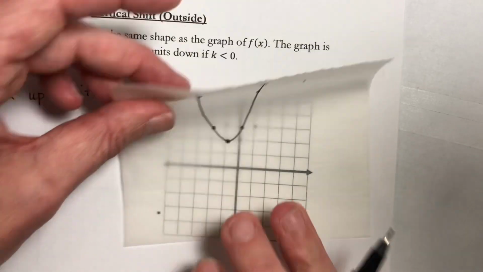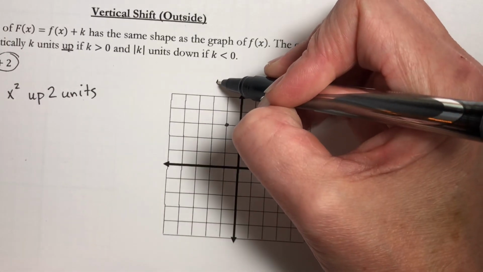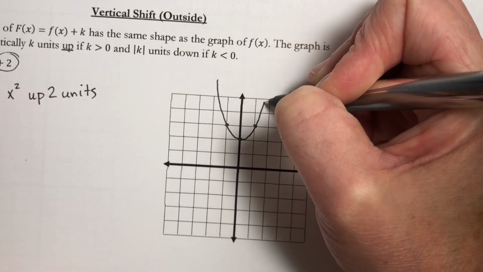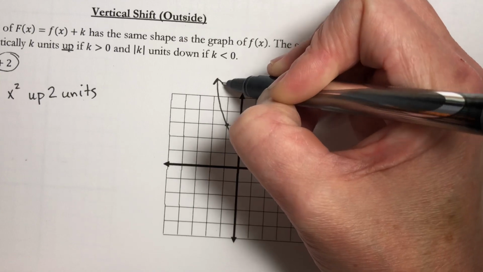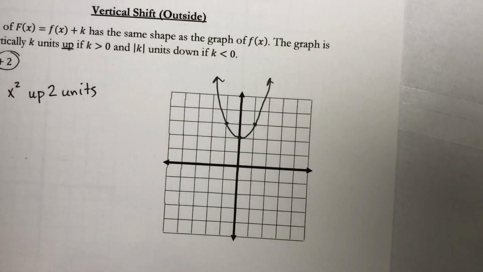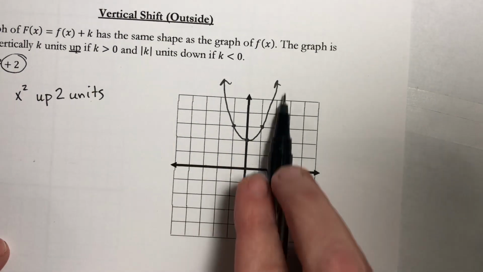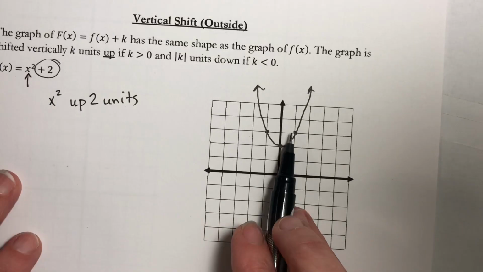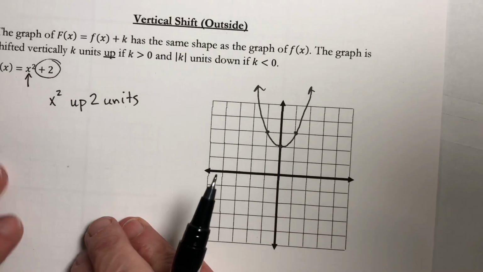You can mark them up here, or you can just basically draw in the basic shape. It doesn't have to be perfect. And we know basically what our new graph is going to look like. Okay, if you can recognize it as a quadratic function, knowing it's going to have this basic parabola shape, there's a number added to the outside, so it's going to be going up that many units. And we have our answer.